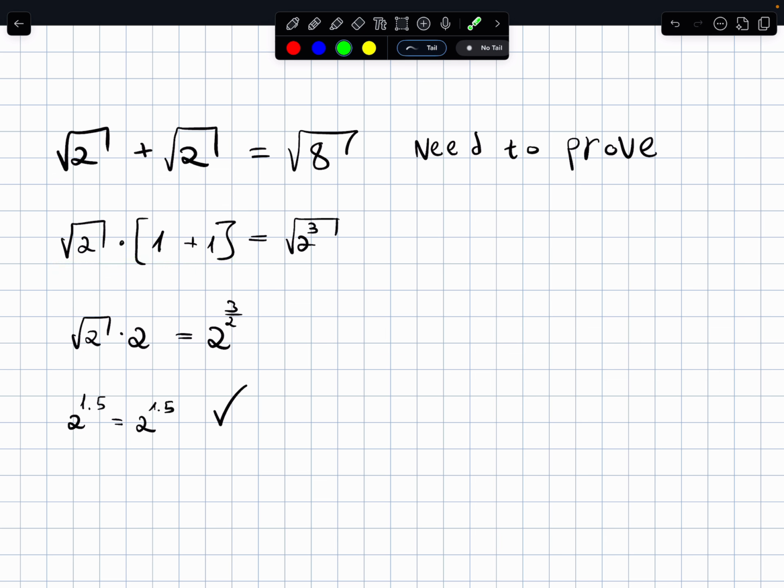Another way is you can look at the square root of 2 as x, and this as also x, and then we have x plus x, and then it's just 2x. So this is the same thing as that. And the square root of 8, or 8 in general, is 2 to the power of 3. So the square root of 8 is 2 to the power of 3.